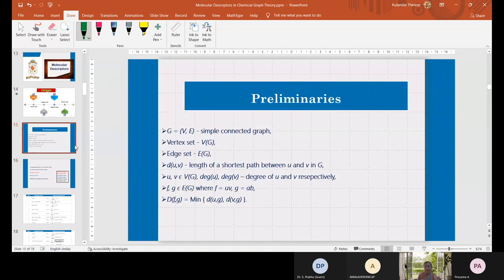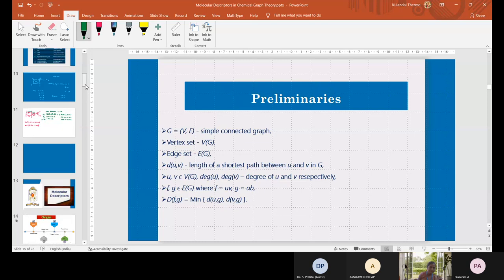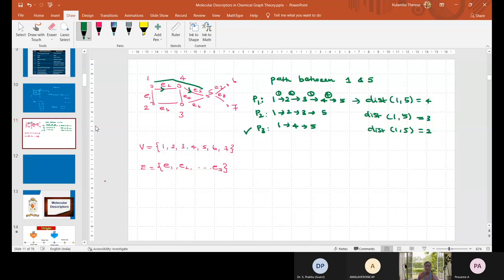Then we'll say the degree of U and degree of V. Just we can see that. Here you can see, what is the degree of 1? Degree of 1 is nothing but it is related with 2 and 4. It is adjacent with 2 and 4. Therefore, degree of 1 is equal to 2. Therefore, this is what degree is.